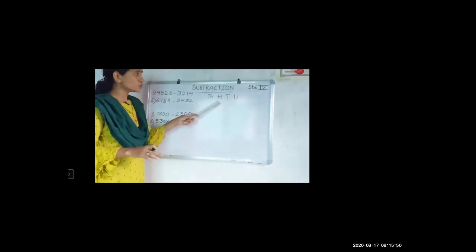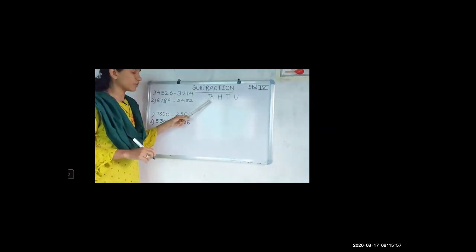If you just go back, we solved the subtraction of three-digit numbers. So we used to write place value till hundreds only. But now we are going to solve four-digit subtraction. So we have to write one more place value, that is thousands.